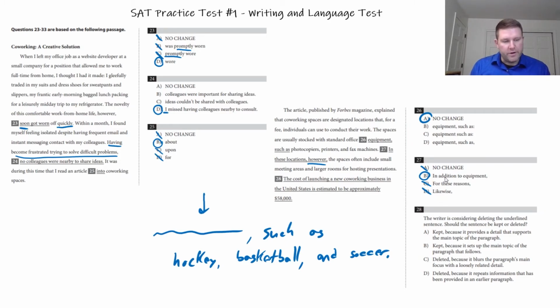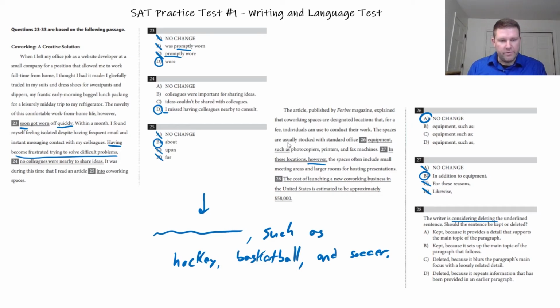So there you go, B. Now for 28, when the writer's considering deleting something, the first test that you want to do is just whether the sentence included that's considered for deletion here is actually relevant or not. And it'll really jump out if it's not.